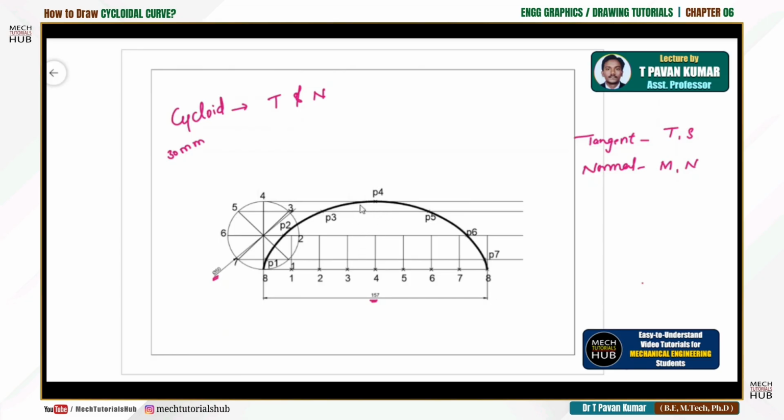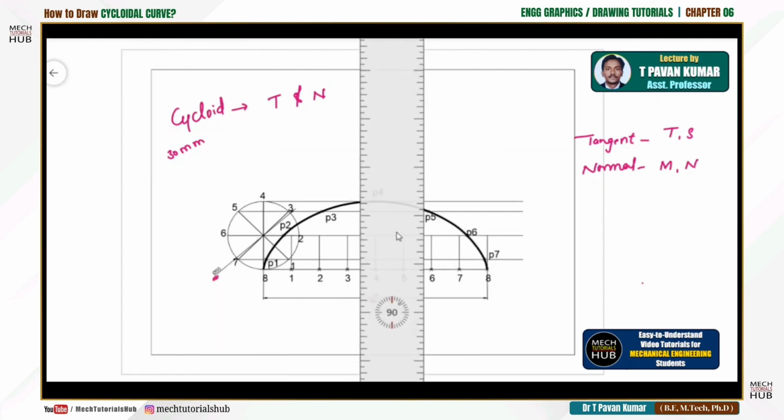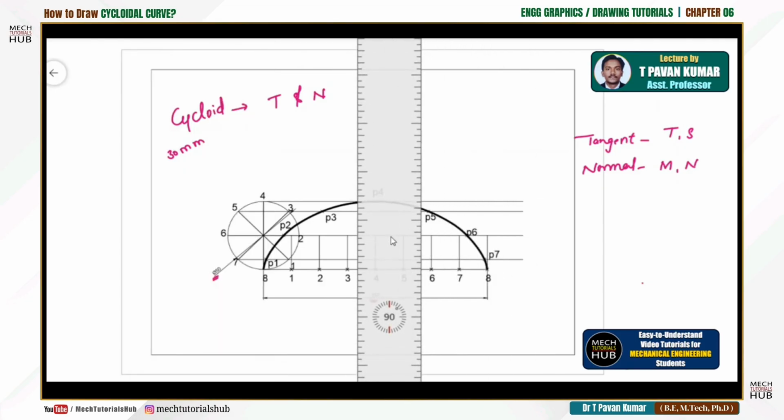Okay, accordingly we'll try to give. If I take a simple scale, try to place the scale somewhere here. Now you could see from here 30 mm has to be measured from here. If I say this as 10, 20, 30. If I consider this as 10 mm, and this is 20, this is 30.